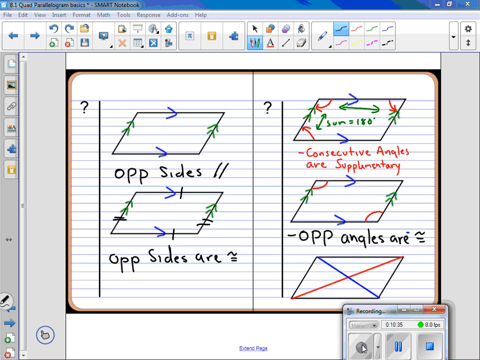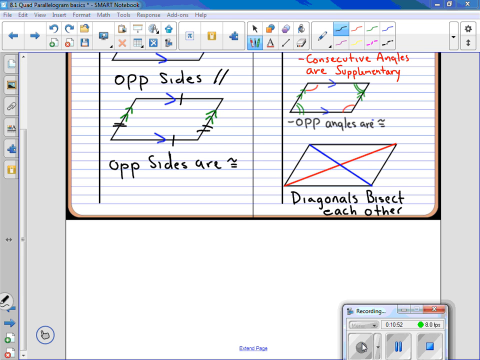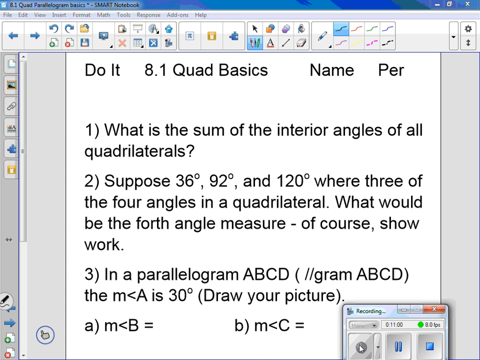Opposite angles are congruent. There's the pair of opposite angles that are congruent, right? So that tells us we can set those expressions equal to each other. And then finally, the last one, the diagonals bisect each other. So that piece would be congruent to that piece would be congruent to that piece. And that's it. Let's go ahead and draw your line, do your summary.